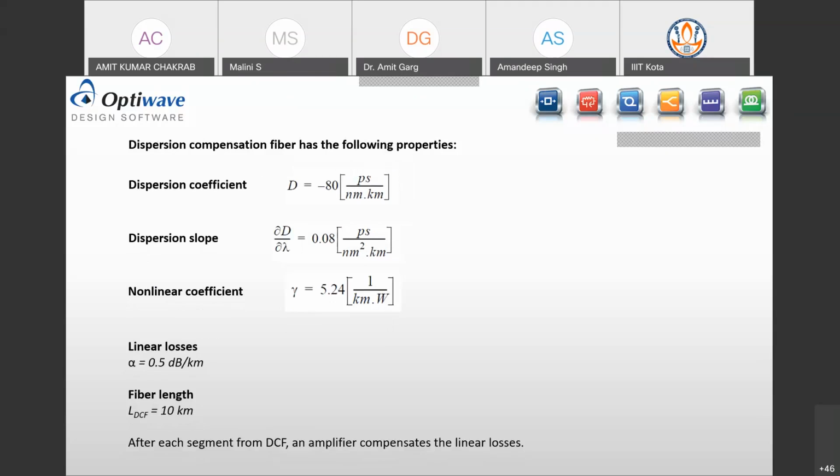This is the data for the dispersion compensation fiber of 10 kilometers we are using. The formula is the same. Here, for the linear losses, we are using 0.5 dB per kilometer. Fiber length is 10 kilometer DCF. Then we have used the amplifier, so it will compensate the linear losses.